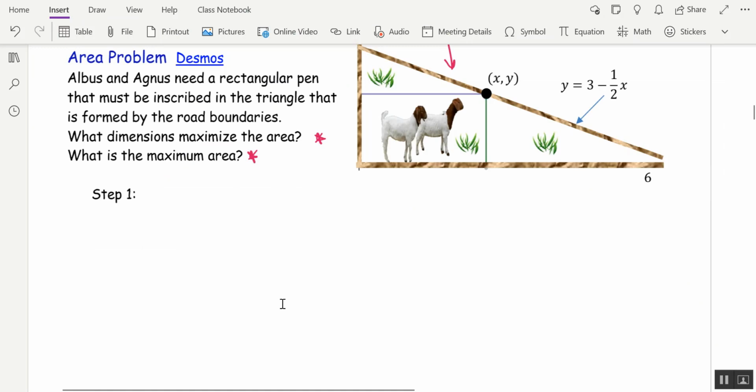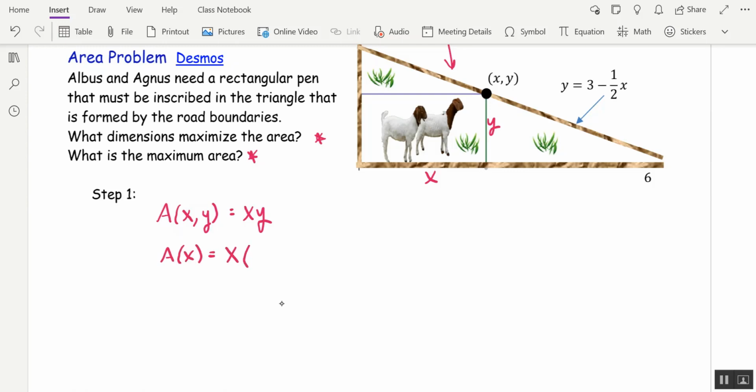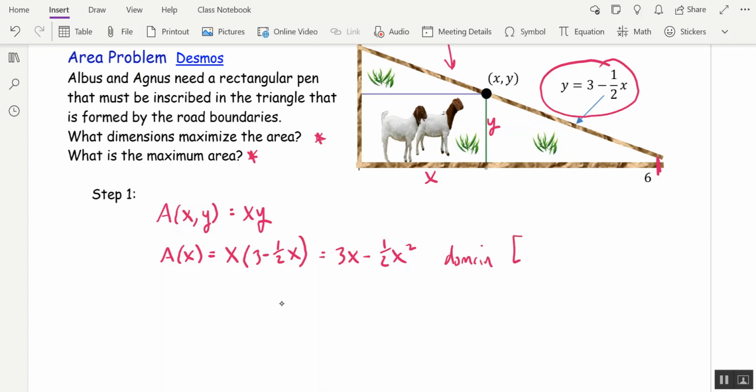All right, our setup. Area equals xy. So this is going to be the area of their pen. Now the area of a rectangle of length x and height y is xy. Again, we need to write that as a function just of x, and we can use the fact that we know what y is. y is 3 minus 1/2 x. So that's 3x minus 1/2 x squared. And the domain of our area function is 0 to 6, because those are the boundaries on the x-axis of the triangle.